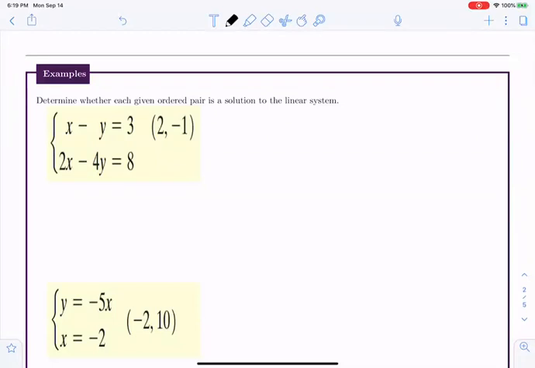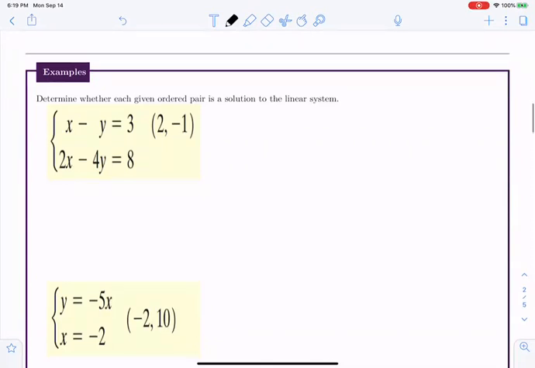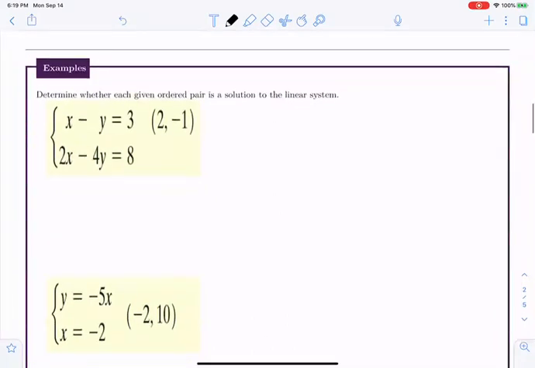So here we have 2 linear equations, and it forms a linear system of equations. They have given us an ordered pair, an xy point, and they want to know if that xy pair would be a solution to the linear system. As I mentioned earlier, an xy pair is a solution if and only if plugging in the values satisfies both equations. So step 1, I'm going to plug in x is equal to 2 and y is equal to -1 in the first equation.